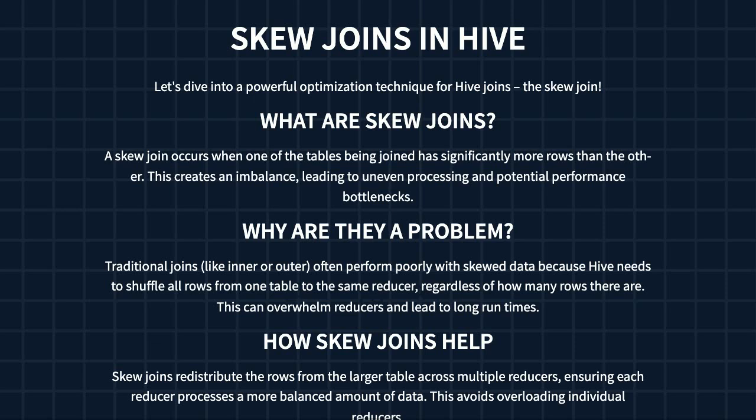Skew joins are like giving each reducer a fair share of work by distributing the larger table's data across multiple reducers based on a key. Hive has a configuration option, hive.skewjoin.enabled, that you can turn on to let it handle this automatically, often using partitioning based on an ID column as an example. Understanding skew joins helps you optimize your Hive queries for better performance.